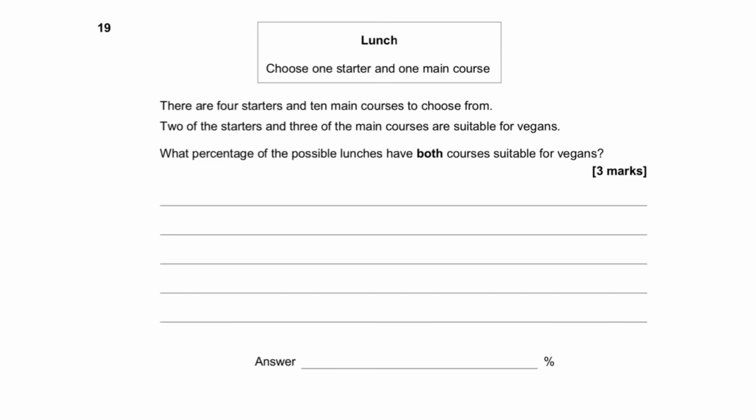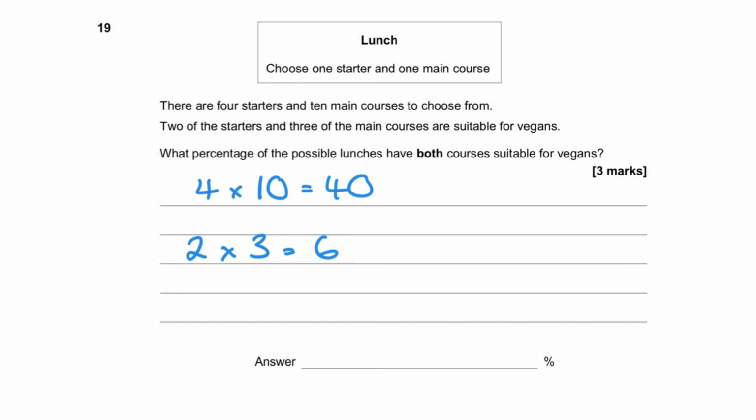So instead of writing out all of the possible outcomes that there could be, if there are 4 starters and there are 10 main courses, we can times them together to work out that there's 40 possible outcomes to this scenario. So for vegans, if there are 2 starters that are suitable and 3 main courses that are suitable, there must be 6 possible options where both courses will be suitable for vegans.